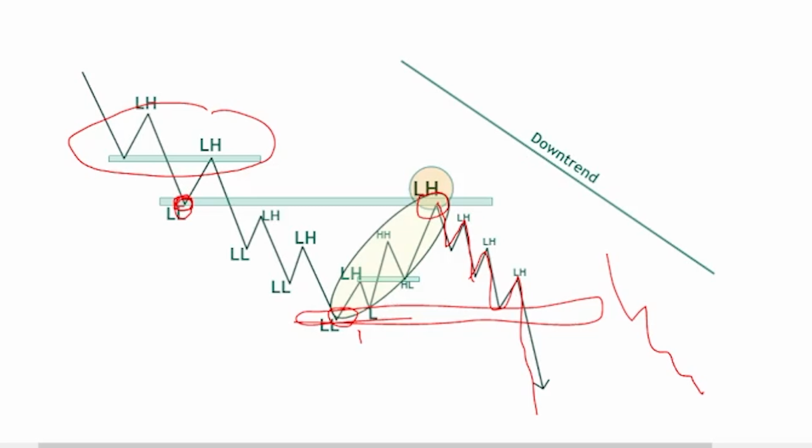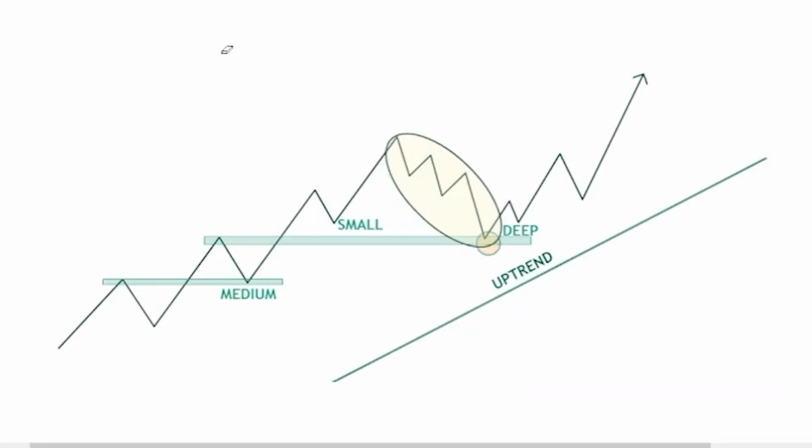Okay, let's also talk about the bullish movement. Now we are in the uptrend. We are making higher high, higher low, higher high, higher low, higher high, higher low, higher high, higher low, as we continue in the same direction. So what do we have here?